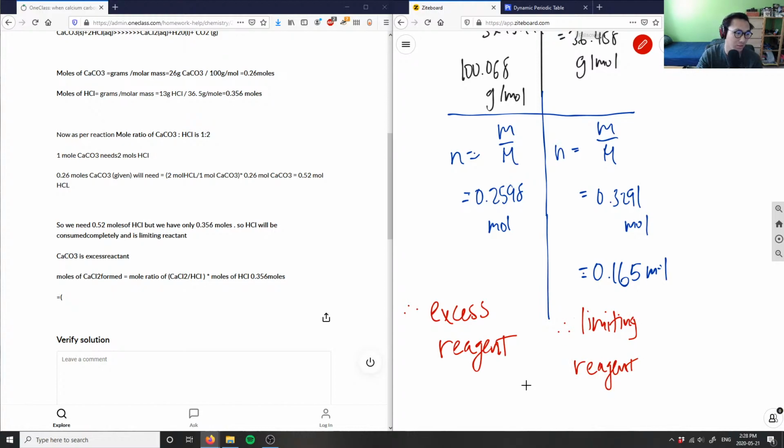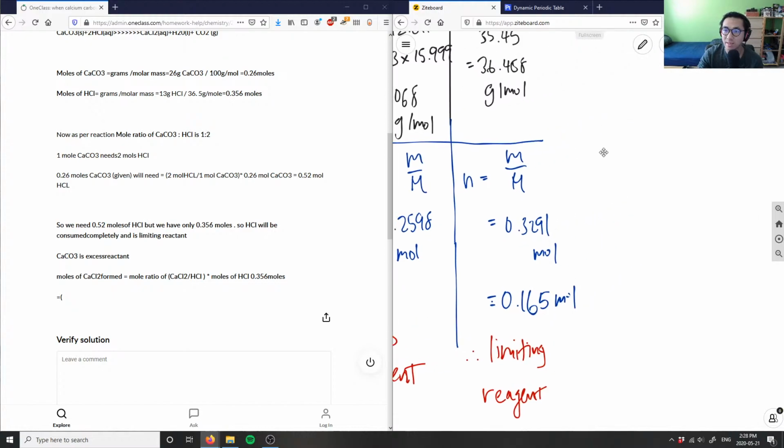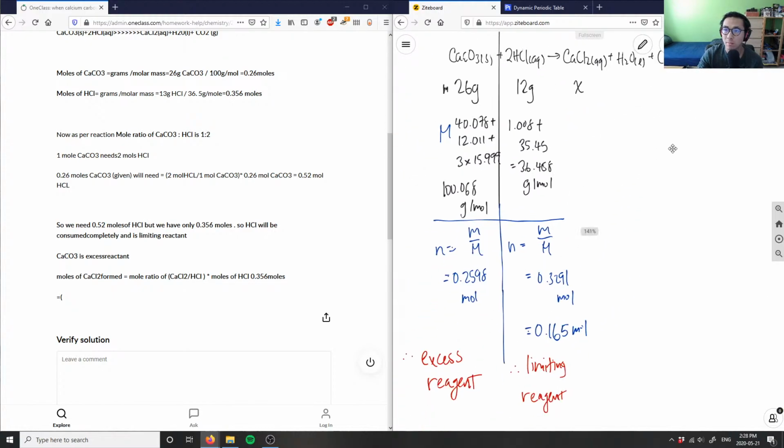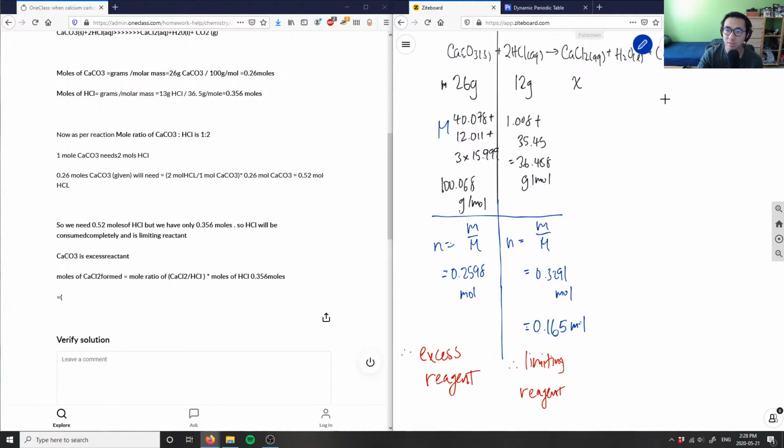So you get these guys. This is excess and this is limiting here. So that's fine. And then what I can do now is I also know my mole ratio, right? So I know that this calcium chloride is also going to be 0.165 moles. So all I'm going to have to do is work backwards to figure out my mass, right? So I have to figure out the molar mass of calcium chloride. That's very, very easy.